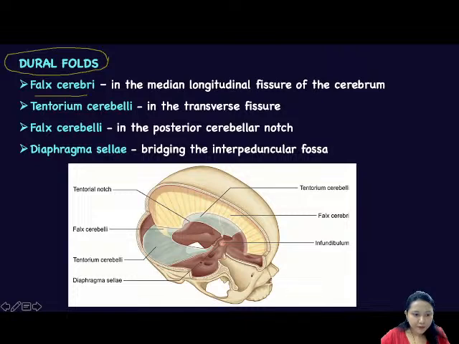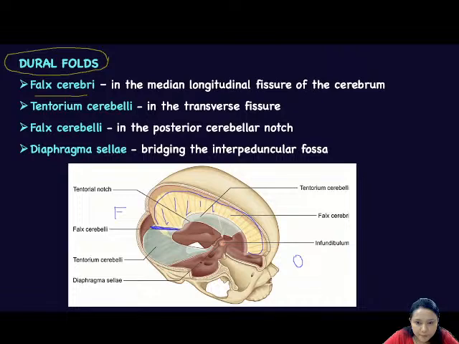let me show with a different color. You know that this is the frontal pole, the frontal part, and this is the occipital part. The dural fold here, which is attached to the frontal crest, is known as your falx cerebri. Sorry, this is the frontal and this is the occipital pole. So this is the falx cerebri.